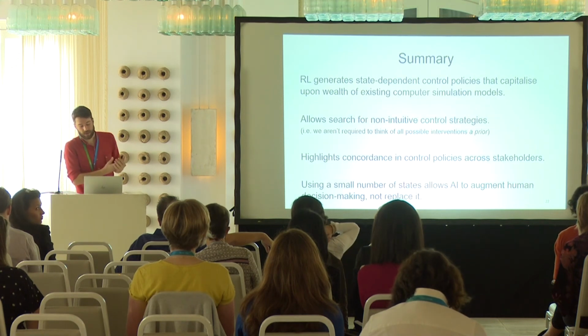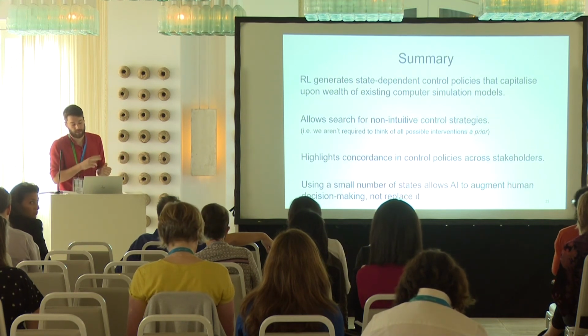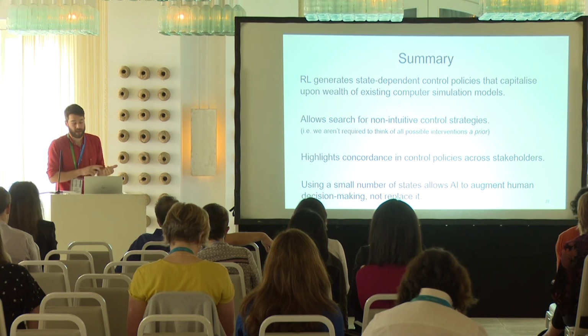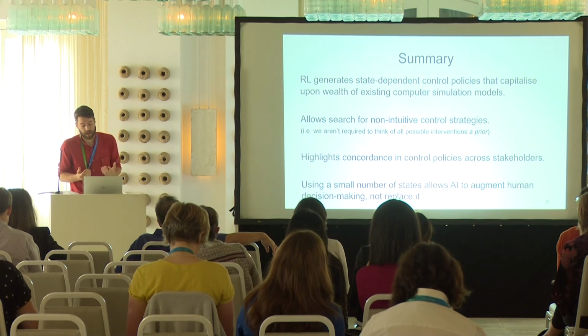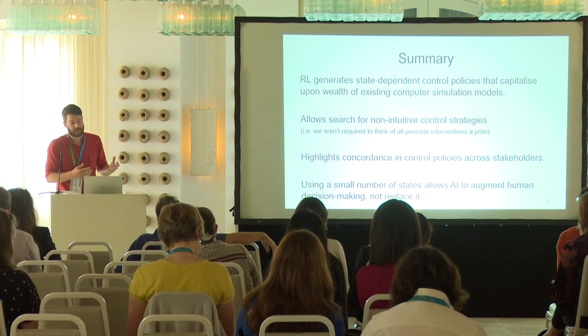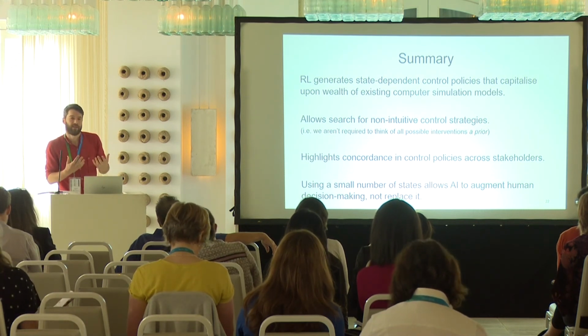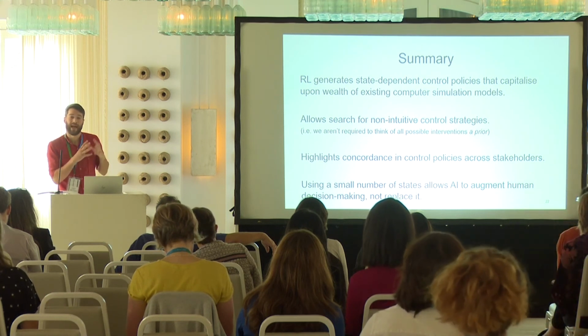And finally, I've shown this for two state variables, so area of the outbreak and number of infected premises, and that was just for illustrative purposes. But I think using a small number of states is useful because it allows us to interpret it afterwards. It's not a black box algorithm.